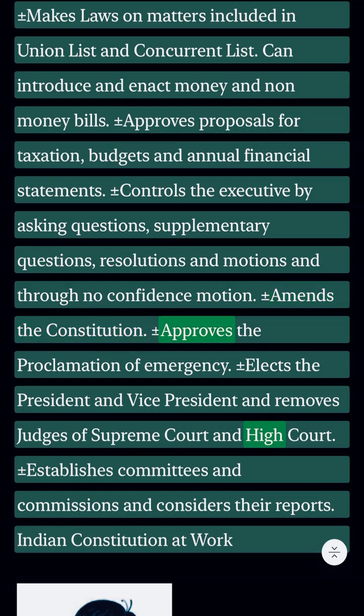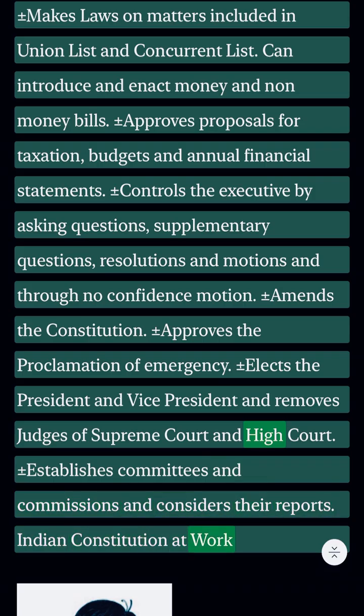Amends the Constitution. Approves the proclamation of emergency. Elects the President and Vice President and removes judges of Supreme Court and High Court. Establishes committees and commissions and considers their reports.